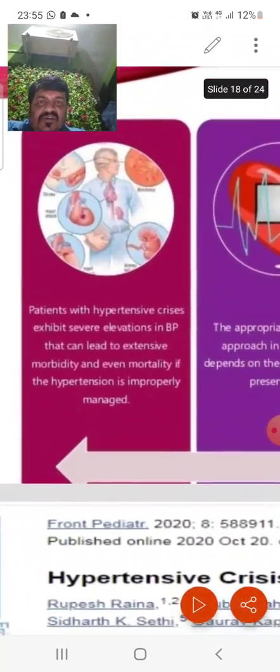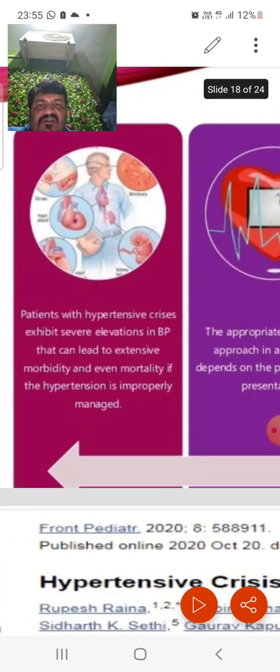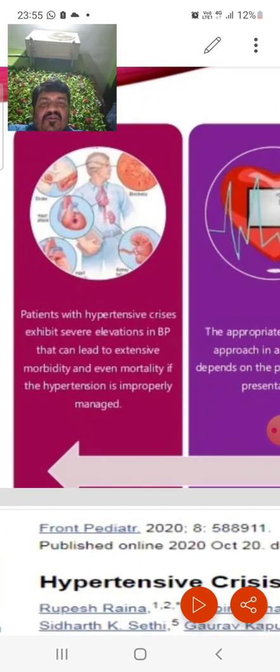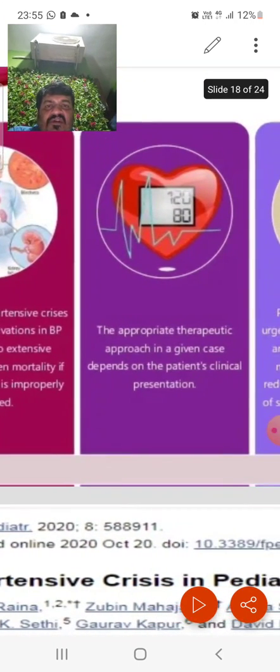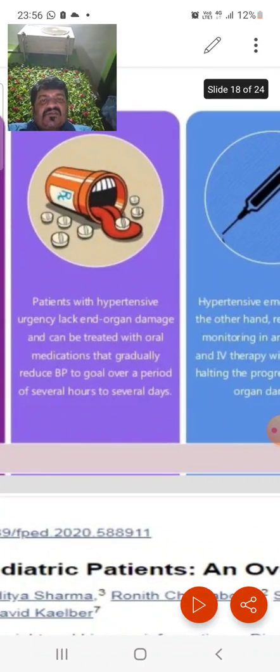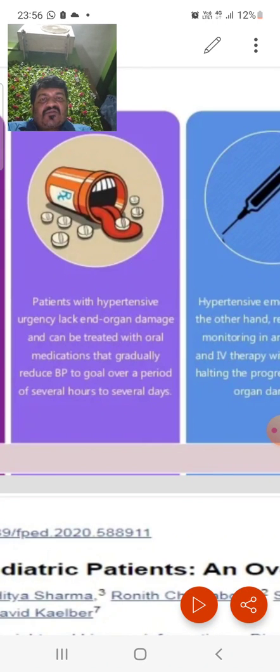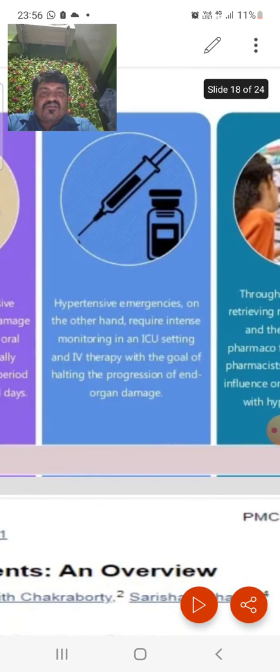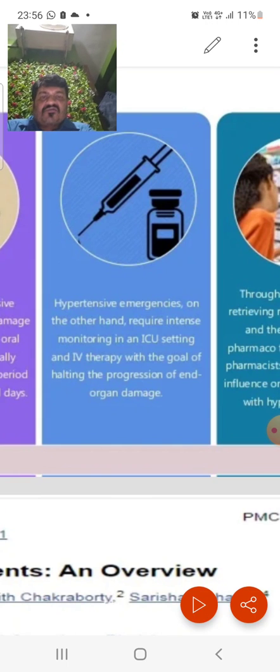Our conclusion is that a patient with hypertensive crisis exhibits severe elevation of blood pressure that can lead to extensive morbidity and even mortality if the hypertension is poorly managed. Second thing is the appropriate therapeutic approach in a given case depends on the patient's clinical presentation. Patients with hypertensive urgency have no end organ damage and can be treated with oral medications that gradually reduce the blood pressure to goal over a period of several hours to several days. Hypertensive emergencies, on the other hand, require intense monitoring in an ICU setting and IV therapy with the goal of halting the progression of end organ damage.